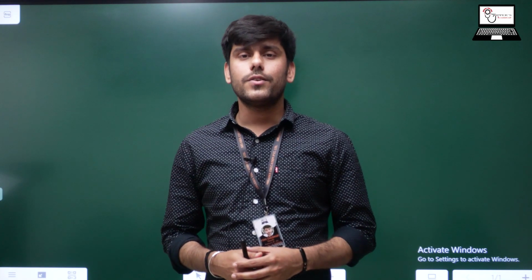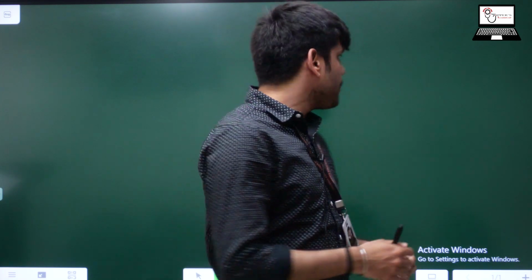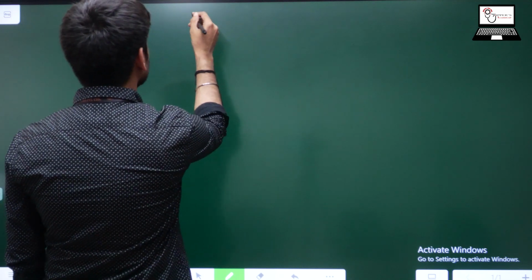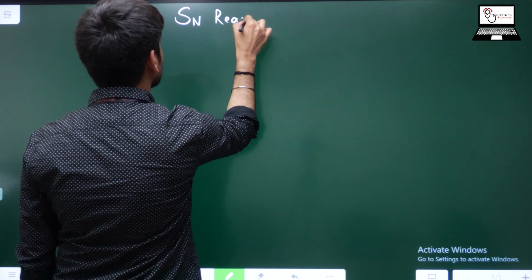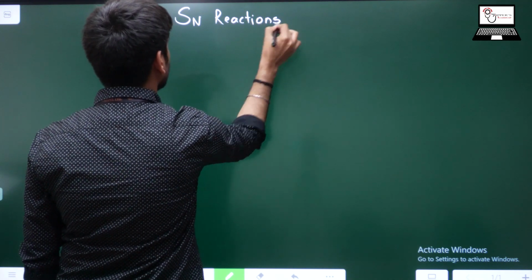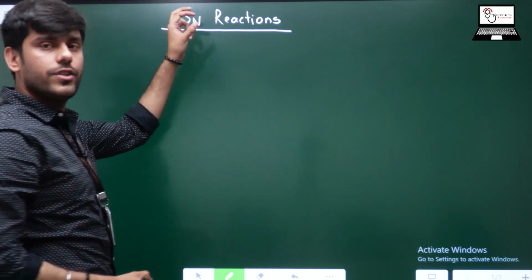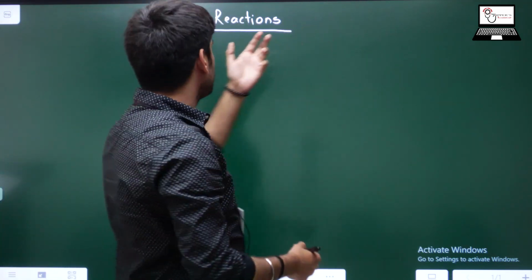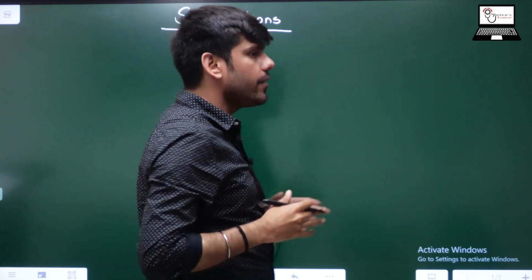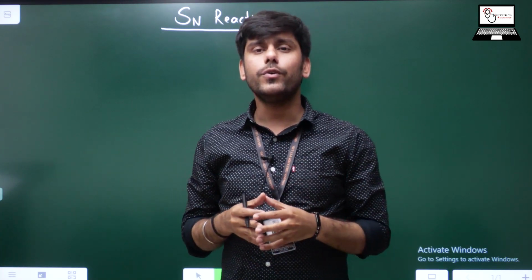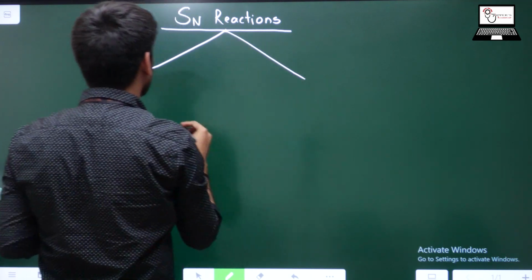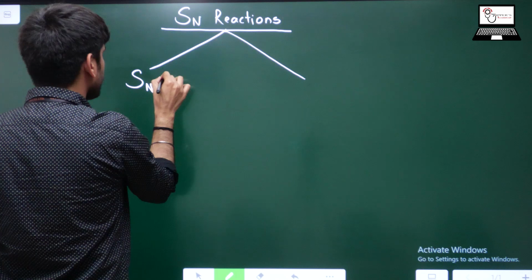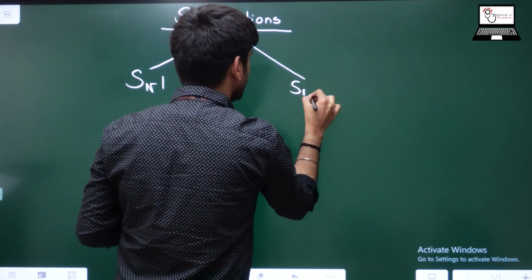Hello everyone. So today we will discuss the nucleophilic substitution reactions, or we call them SN reactions, where S stands for substitution and N stands for nucleophile. When I discuss SN reactions, I classify them into two categories. That is, there are two types of SN reactions, SN1 and SN2.